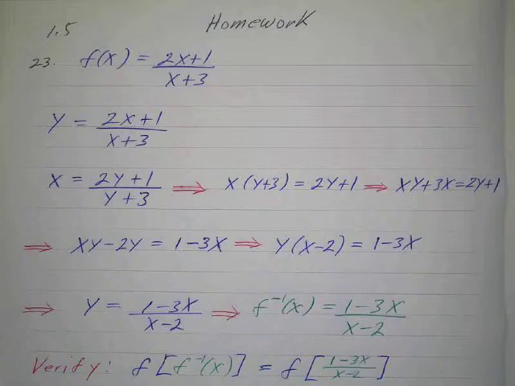So here's some problems from section 1.5, and this is number 23, and all we want to do is find the inverse of this function. F of x is (2x plus 1) all over (x plus 3), and it's a one-to-one function. You can check it by graphing it. So let's graph it anyway just to check it.